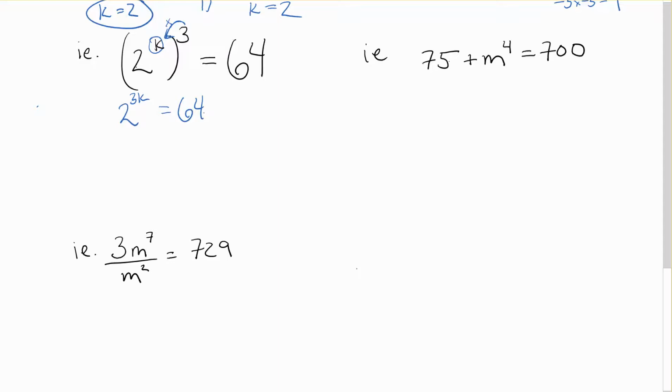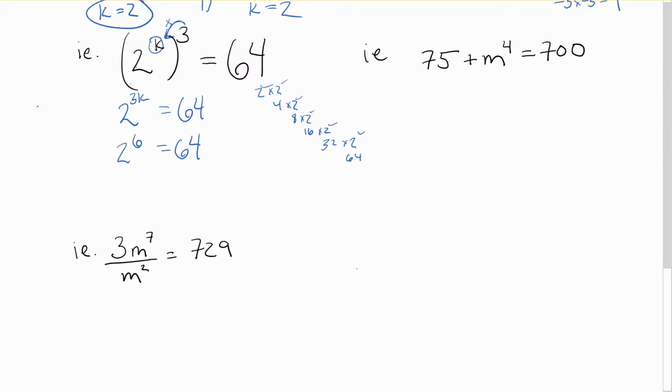And again, in my head, I might think, oh, this is ugly. But how many 2's do I need to get to 64? So let's do it out. 2 times 2 is 4, times 2 is 8, times 2 is 16, times 2 is 32. Oops, 32 times 2 is 64. So that's 1, 2, 3, 4, 5, 6 in total that I need. So in my head, I know that 2 to the power of 6 is equal to 64.